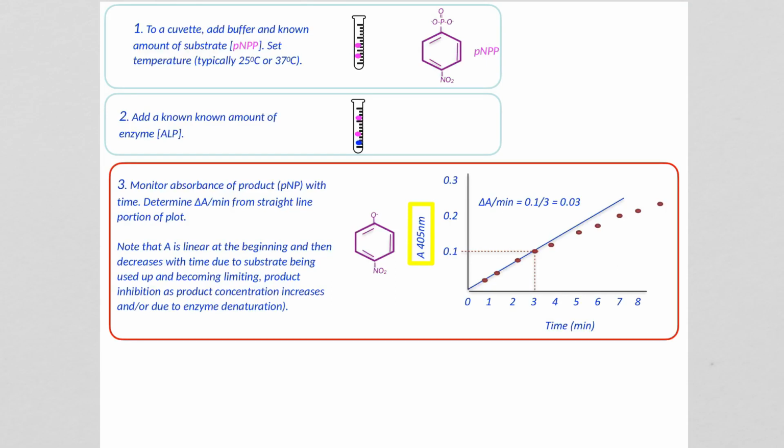So we use the linear or the initial part of this curve to calculate the slope of the line, the delta A per minute. In this example, the line is linear for 3 minutes and the absorbance increased from 0 to 0.1 in 3 minutes. So 0.1 divided by 3 gives us a slope of 0.03.